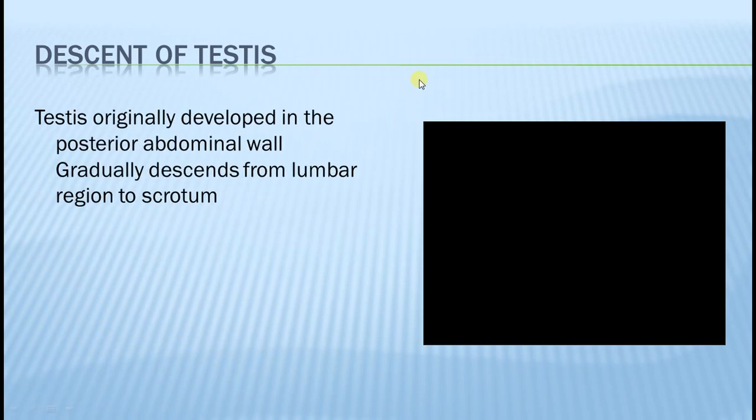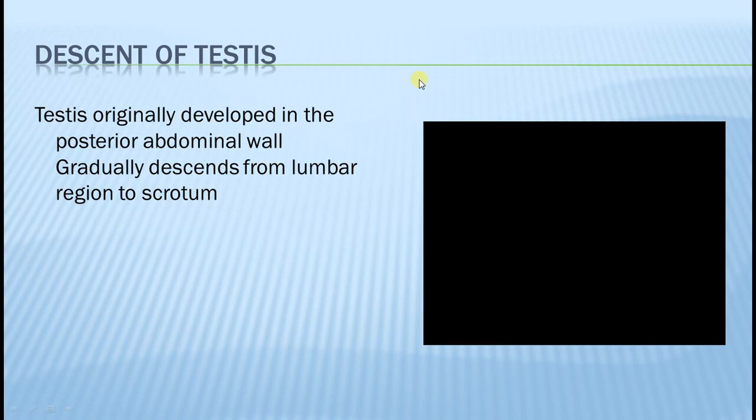Now coming to the descent of the testis. Originally it is developed in the posterior abdominal wall. You see the gonadal ridges on the posterior abdominal wall, which are mesodermal in origin. Intermediate mesoderm gives rise to your genitourinary system. Now inside this ridge, the primordial germ cells migrate from the wall of the yolk sac and then come and settle here.